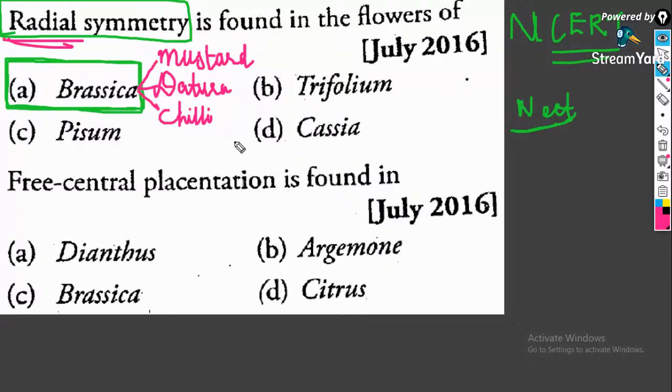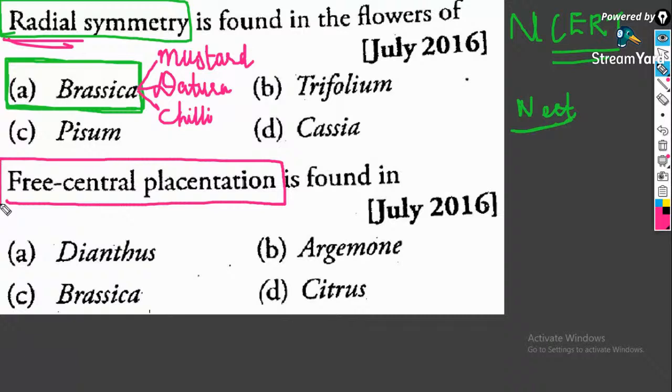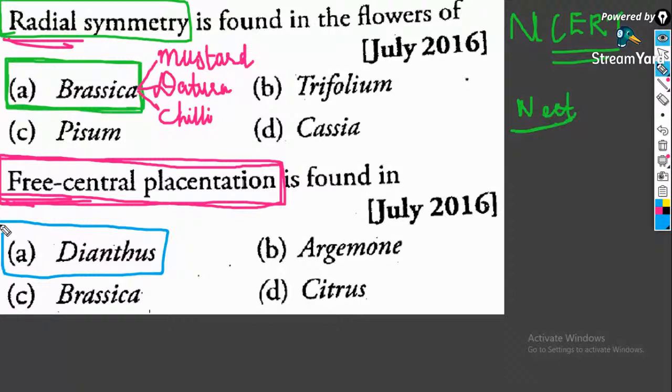Next question, guys. Free central placentation, that is, ovules are just freely scattered in the placenta. Free central placentation is found in. Again, a question. Free central placentation is obtained in. Yes, guys, the correct answer for the question is option A, dianthus. Dianthus will be the answer for the question.